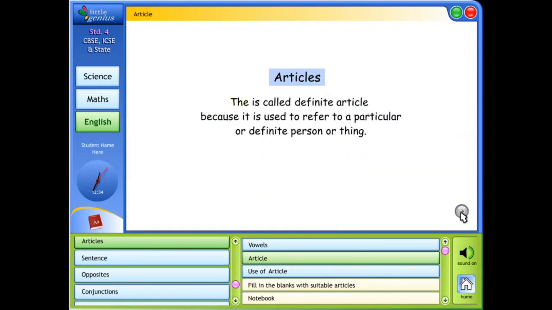The is called the definite article because it is used to refer to a particular or definite person or thing. For example, he saw the peacock. That is the girl who loves dance.